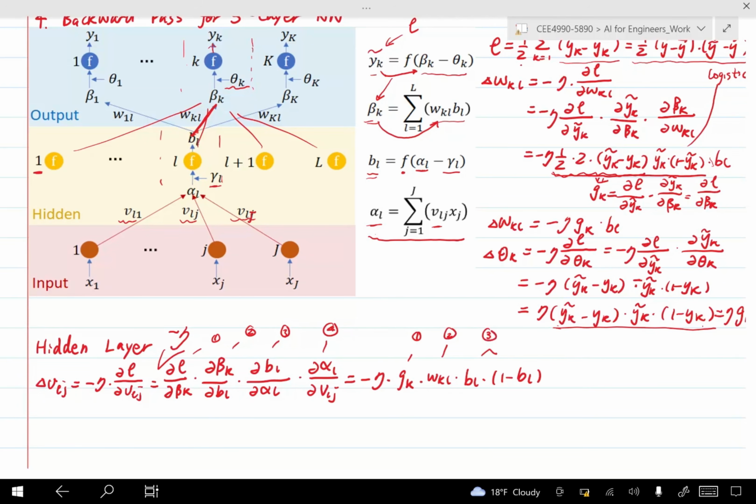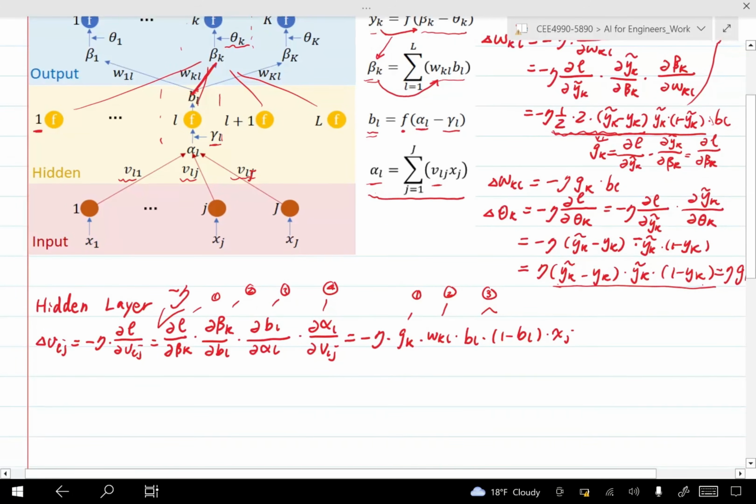Last one, partial alpha l, partial V sub lj. What should we have? X sub j, right? Just take a look at the coefficient in front of it. So it's x sub j. Now it's done. But the problem is that this still looks pretty long. We want to make a simplification. Here we usually do it in this way.